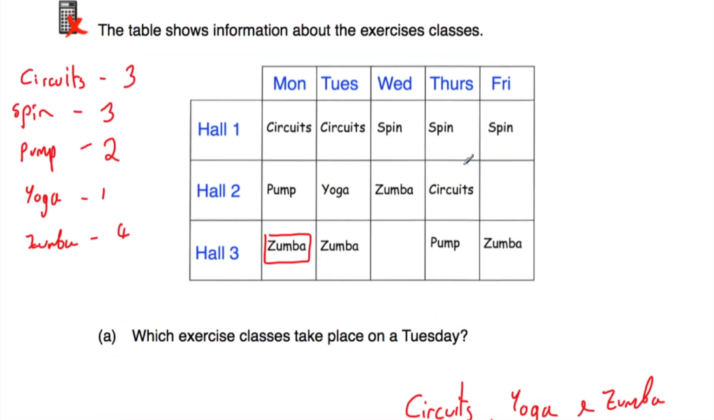So if we go back up, we can see pump took place twice. Now she can't go to this pump class because it takes place on a Monday and all the classes take place at 6 p.m. So she can't be in 2 halls at once. So she can't have attended that pump class on Monday in hall 2. So if we have a look, there's only one other pump class she could attend, and that's this one. So that means that she must have attended the pump class on Thursday in hall 3.